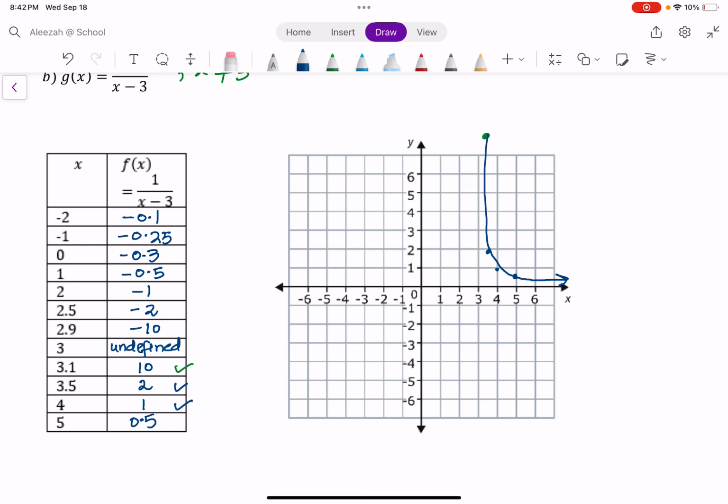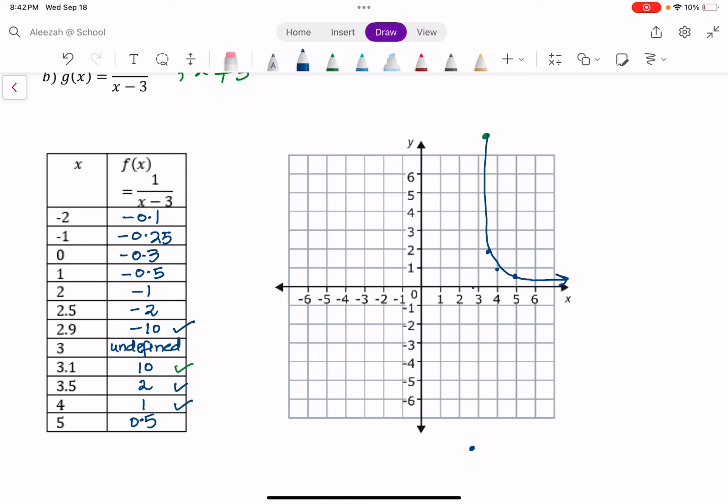Okay, now I'll graph the values that are to the left of 3. So I start from 2.9. At 2.9, which is almost here, my y value is negative 10. So negative 10 is, again, say, here.